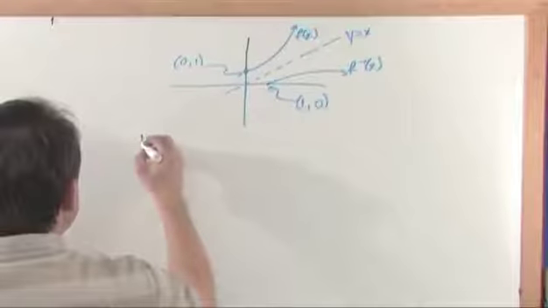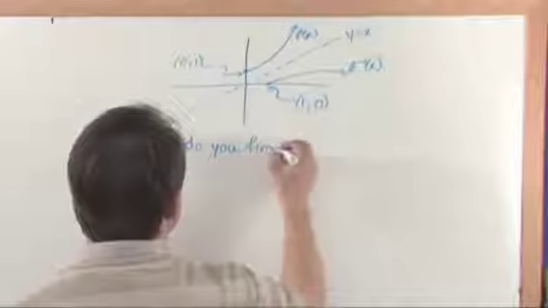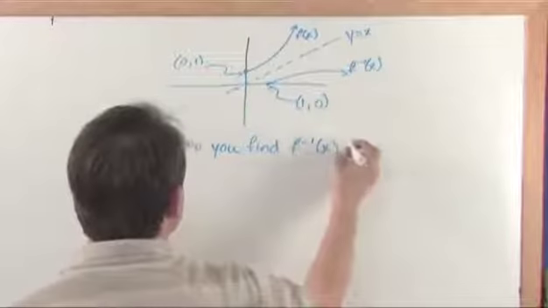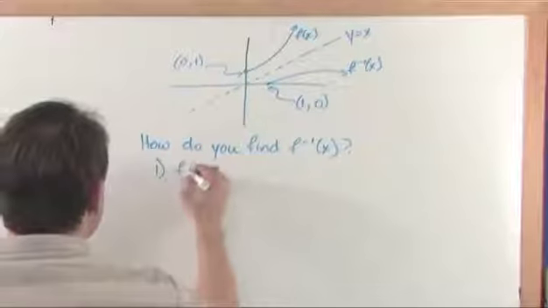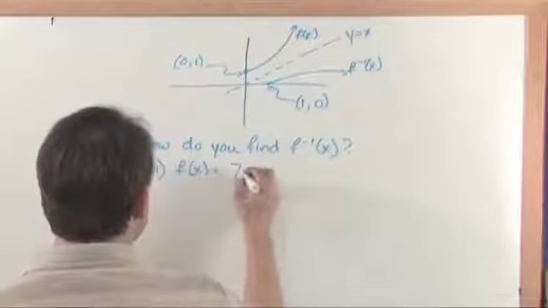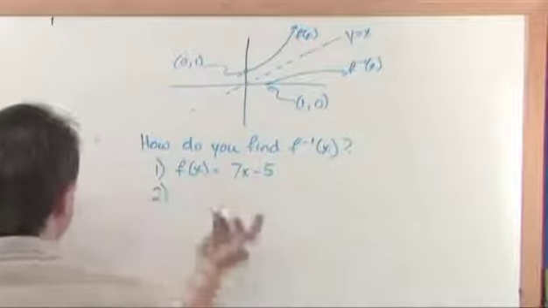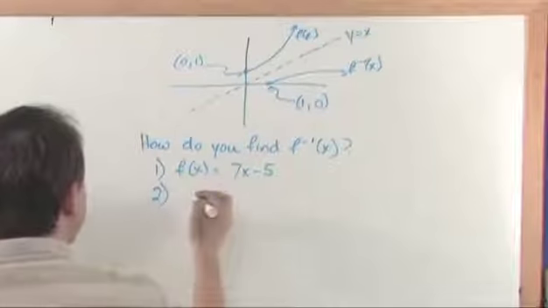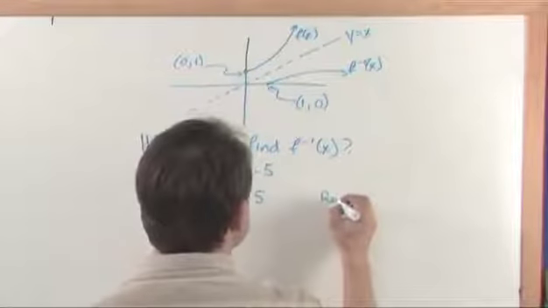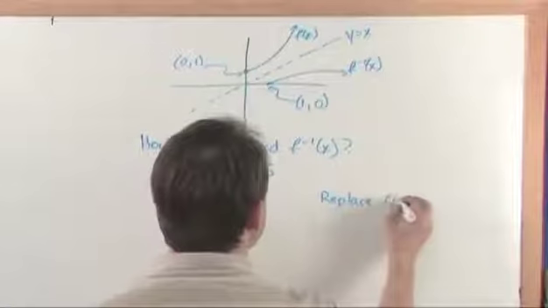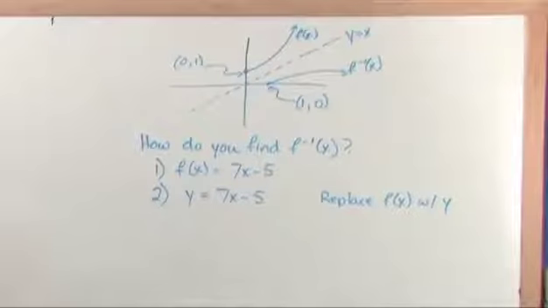Okay, so I'm going to title this, How Do You Find the Inverse Function? How would you actually do that? It's really easy to do, actually. Okay. Step number 1, I'm going to illustrate it by example. Let's say f of x is equal to 7x minus 5, and I would like to find f inverse of x. Okay. So the first step is you replace f of x with y. So it's y equals 7x minus 5. You just do this to make it easier to look at. You'll see why in a minute.